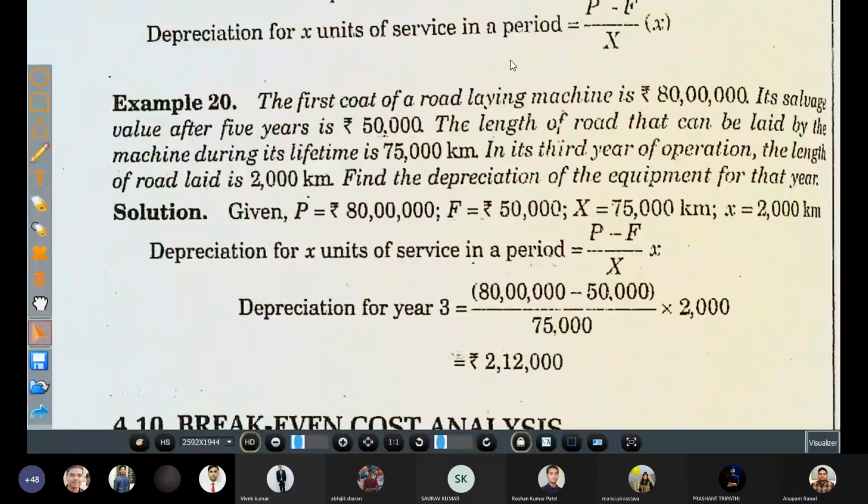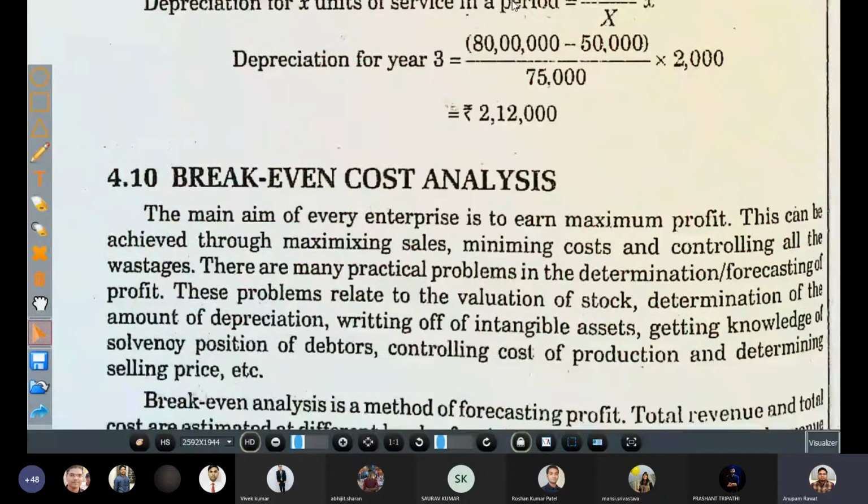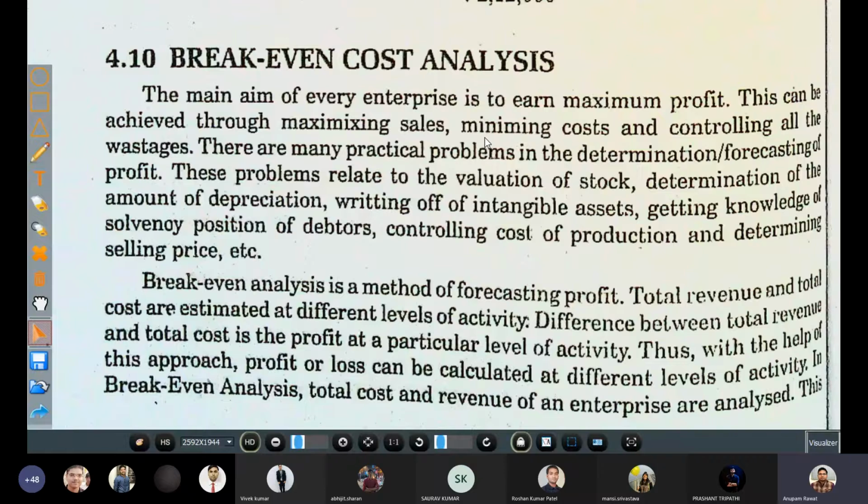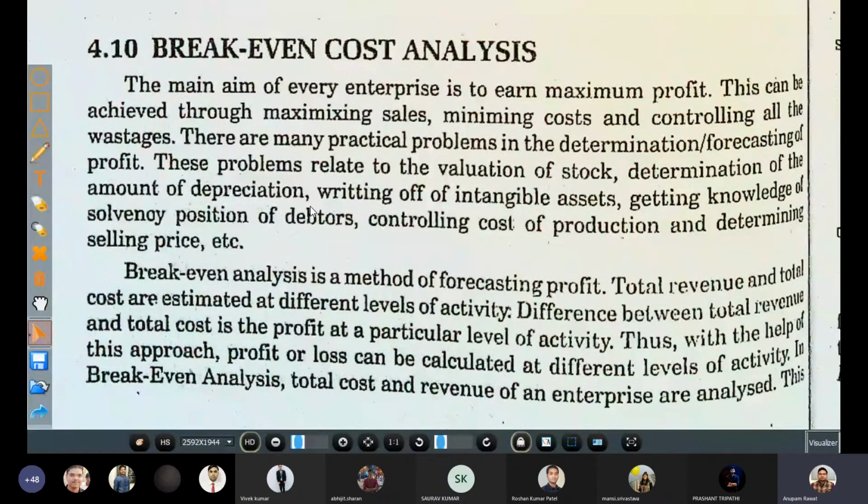Now let us move to another very important topic, and it is very practical in most cases when you become a site engineer, or you go into any management company or any company which is selling some product. This is a very important thing, and it is known as break even cost analysis.